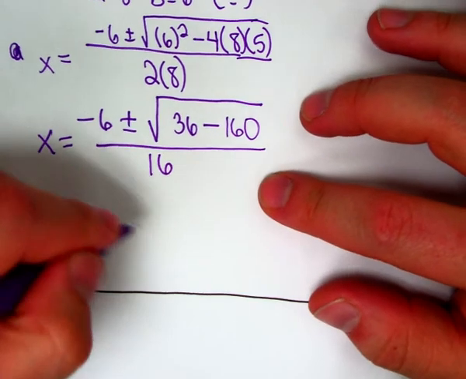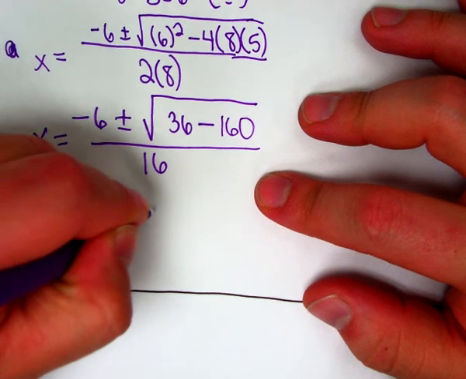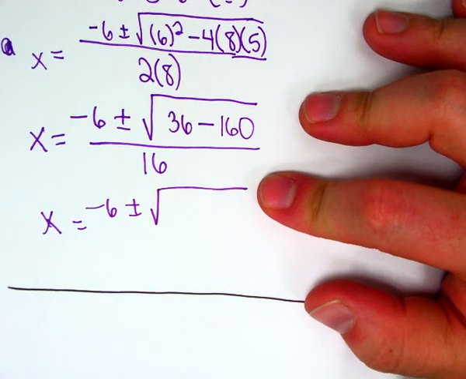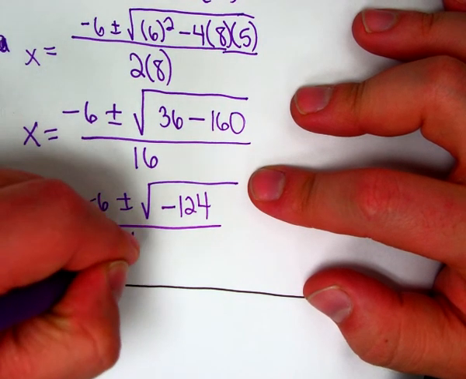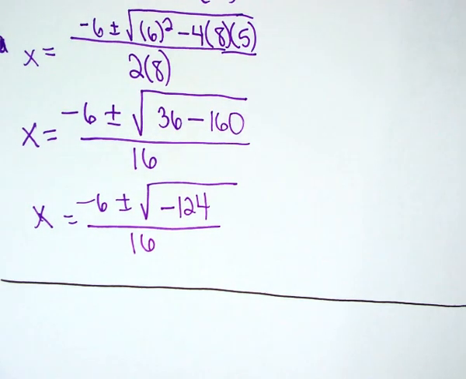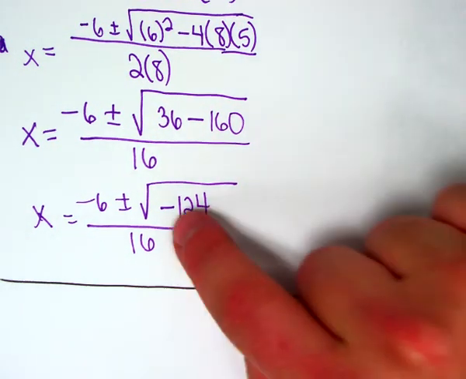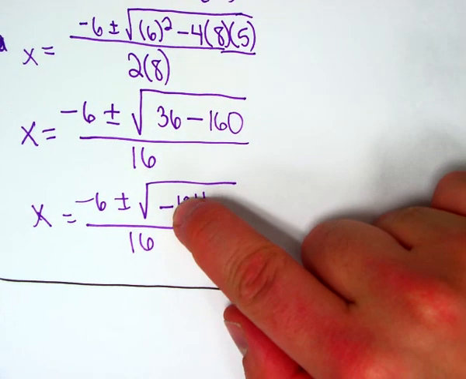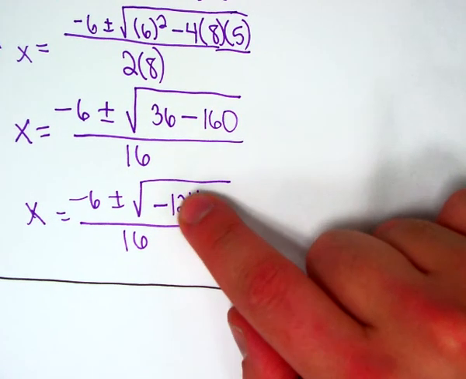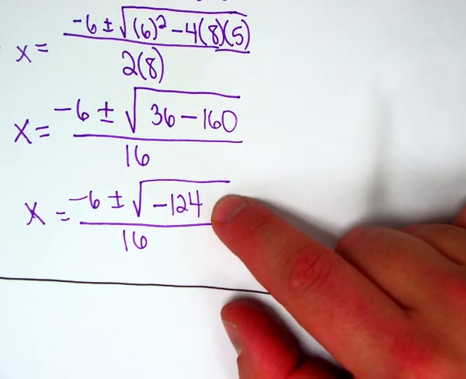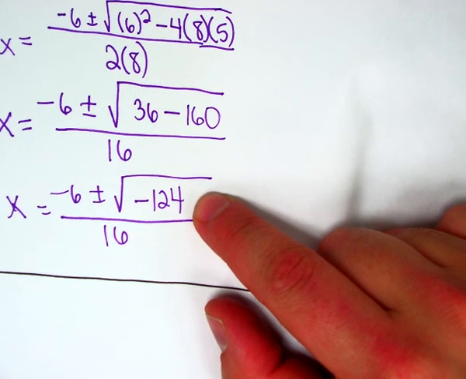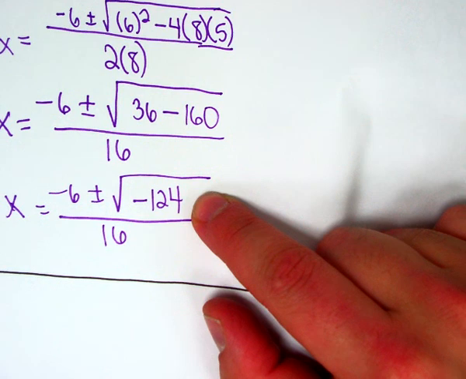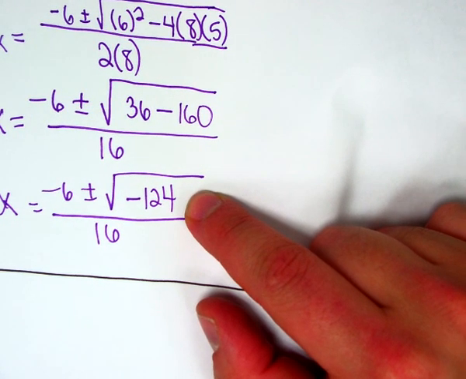Simplify from here, x is going to equal negative 6 plus or minus the square root of 36 minus 160, which is going to be negative 124, all over 16. So we simplified as far as we could here. Now let's look at this radical. Negative 124. We know the square root of a negative is just going to make this imaginary. But what about this 124? Does 124 have any perfect squares as its factors? The only perfect squares that are factors of 124 are 4 and 31.